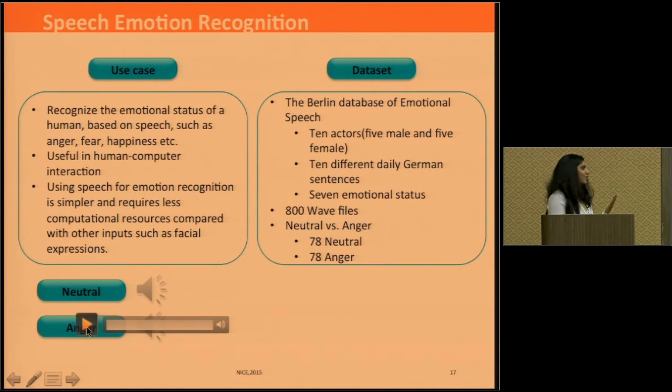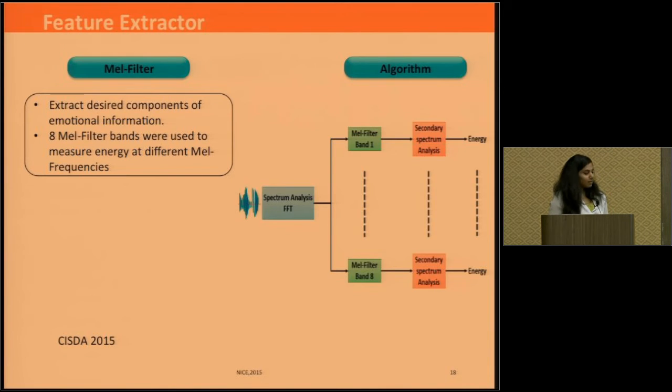So it's just showing the neutral and anger. In this case, we just show those two. Pretty angry person. So we had to do some pre-processing. We used a feature extractor to extract all the desired components for emotional information. We just used 8 filter bands, and that's the circuit. We used some fast Fourier transforms and got the 8 bands.